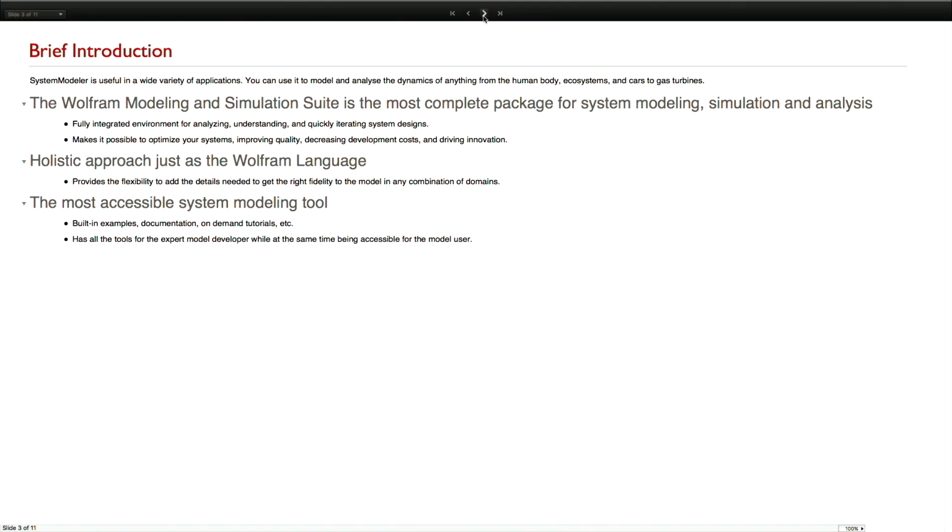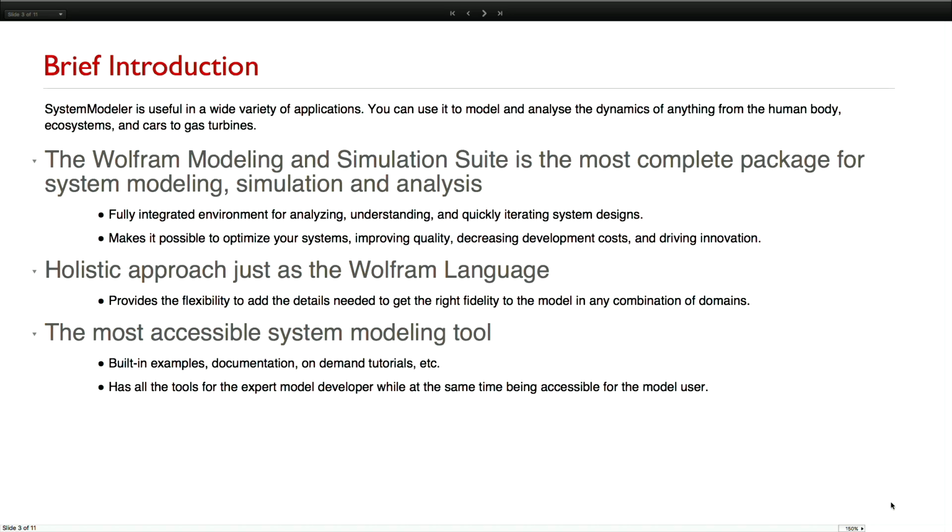But before I do that, I'll start with this slide. It's a bit small, but I just wanted to talk a little bit about what we aim to do with SystemModeler. So it's a system modeling tool, as the name says, and the idea is to have something that isn't only modeling and simulation, but actually takes you the whole way with analysis and design work. And that's where it combines with the Wolfram Language.